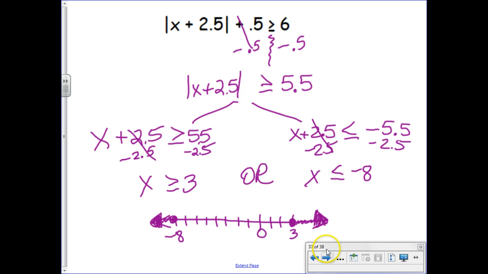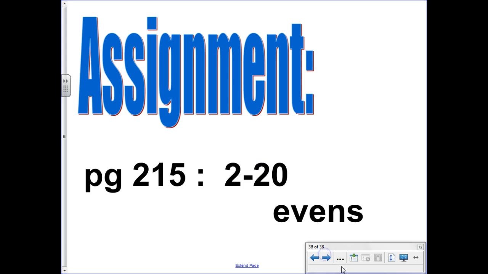So your assignment for tonight will be on page 215 in your textbook, 2 through 20 the evens. Get the absolute value part of your equation isolated and split it into the two cases and draw a graph. Good luck!